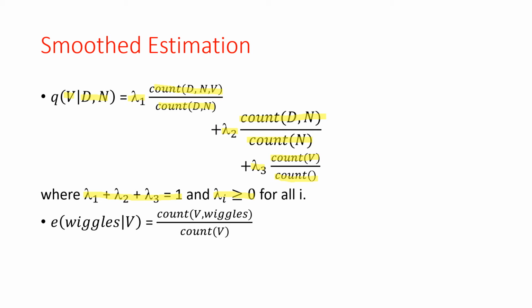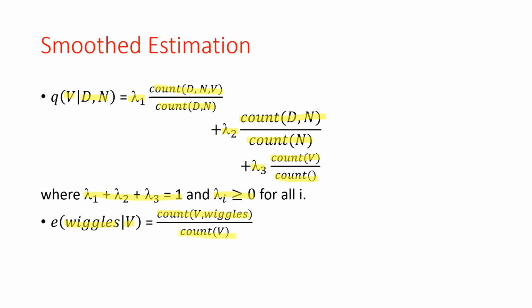And then here we can see an example of how to calculate the emission terms. Here we have the example of how to calculate the probability of the word wiggles conditioned on a verb tag. So here we use the bigram model. So we divide the count of the verb and wiggles pair with the number of verbs in our training data set.